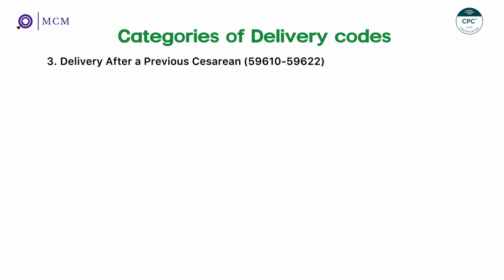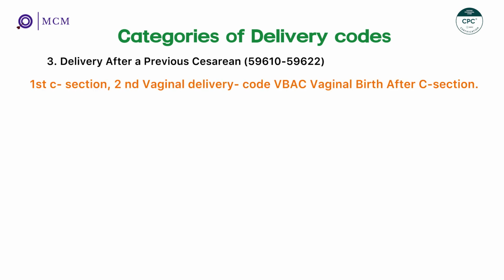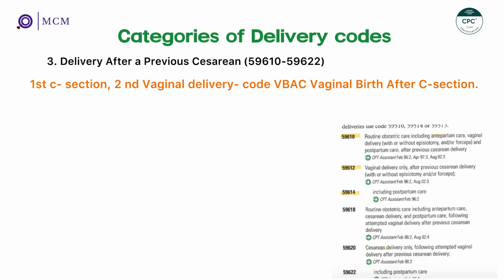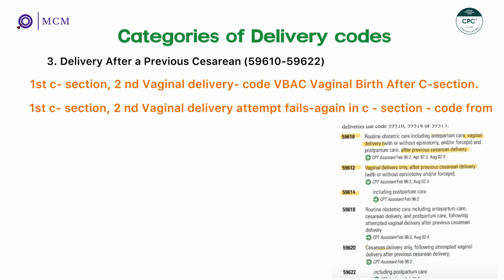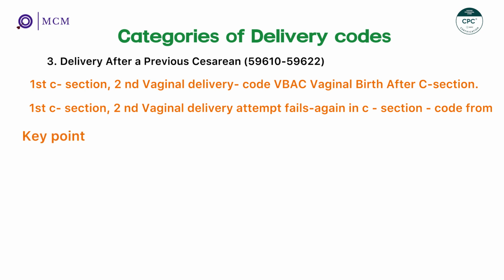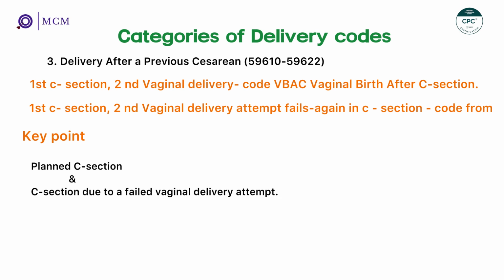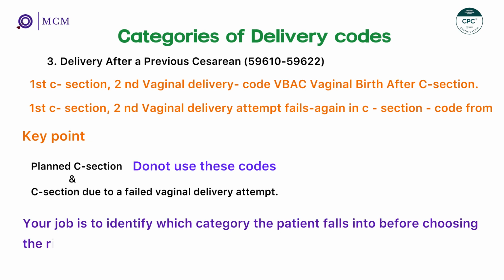Now, let's talk about a scenario that often confuses CPC exam takers: caesarean delivery after an attempted vaginal delivery following a previous caesarean section. If a patient with a prior C-section successfully delivers vaginally, we code it as VBAC, vaginal birth after caesarean. However, if the vaginal delivery attempt fails and the patient ends up needing another C-section, we use specific codes for caesarean delivery following attempted vaginal birth after a previous C-section. The key point here: these codes differentiate between a planned C-section and a C-section due to a failed vaginal delivery attempt. If the C-section was elective, planned from the beginning, we do not use VBAC-related codes. Your job is to identify which category the patient falls into before choosing the right code.